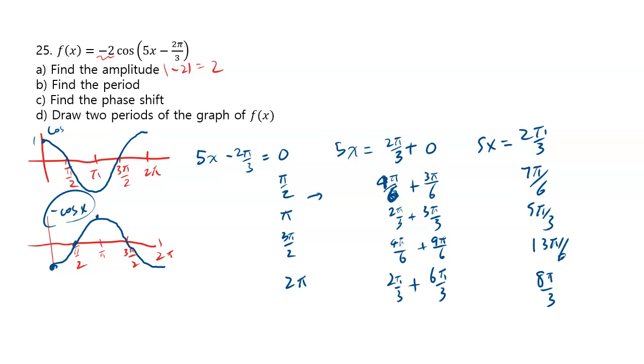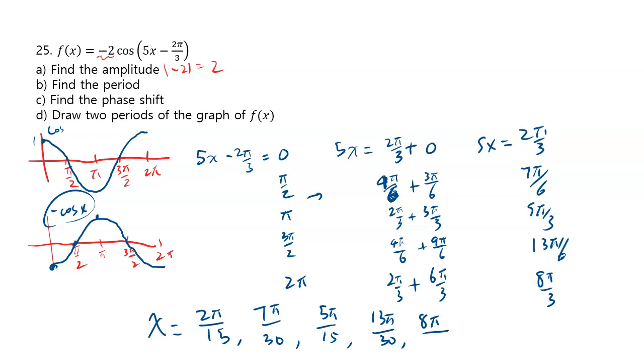And finally, dividing by 5, you get the points that are important. If you divide by 5, you get 2 pi over 15, 7 pi over 30, 5 pi over 15, 13 pi over 30, and 8 pi over 15. Okay, so these are the 5 important points that correspond to these 5 important points. So let's draw this graph.